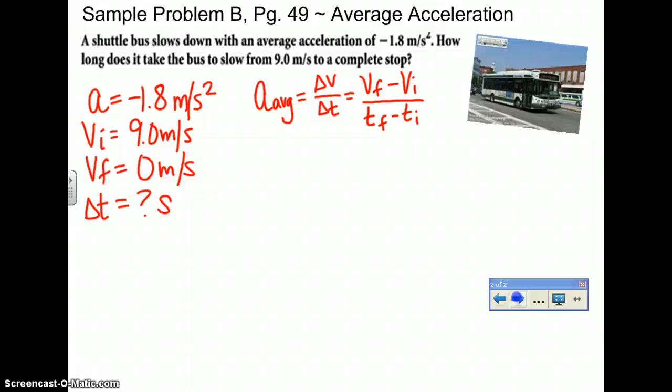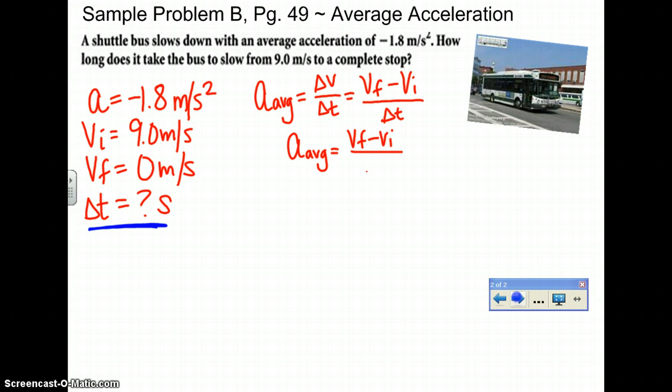Check this out, guys. Here's your unknown right here. Does it say anything about Ti or Tf? No. So you don't need to do that. Let's just keep that a delta T. Make sense? So really what we have is A average equals VF minus VI divided by delta T. Much better. It's starting to look like your givens and unknowns, right? Much easier to work with.